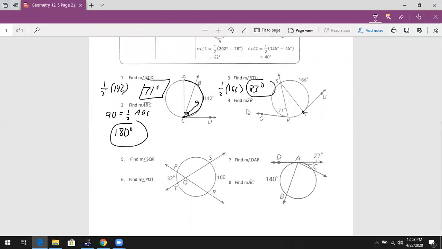What is arc SR? Well, it's formed by an angle that intersects on the circle, so the angle is half the arc. Okay, so we're going the opposite way this time. We have to double everything and get 142.